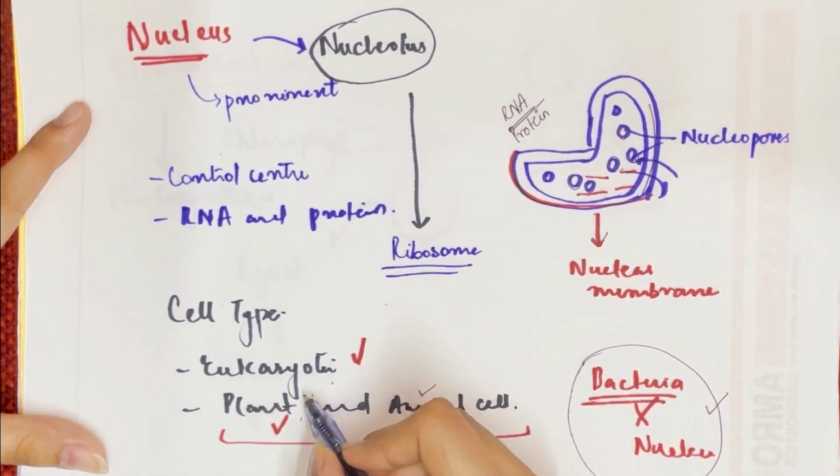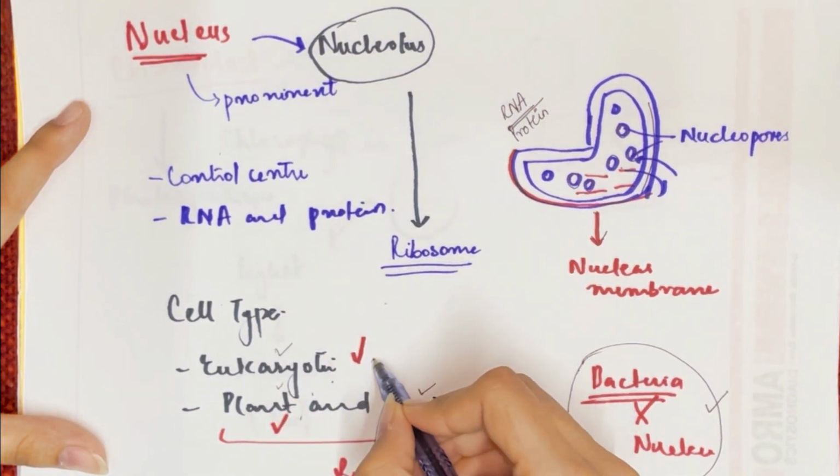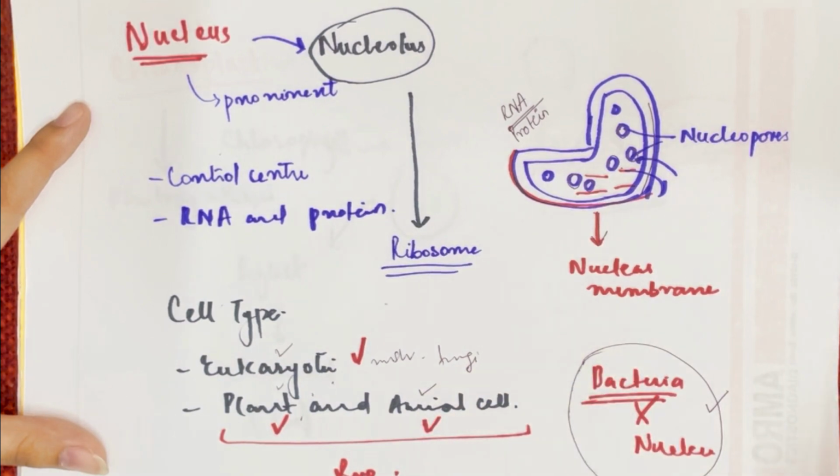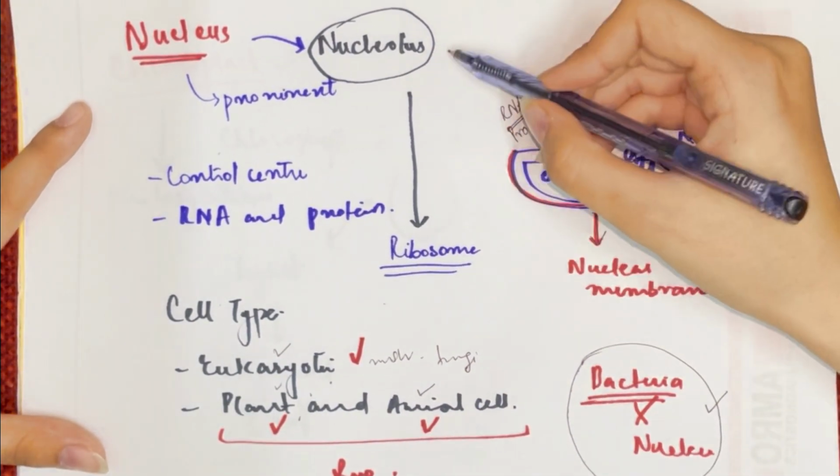That is in the animal cell, plant cell. In the eukaryotes, we have mushrooms, we have the fungi category, we have multiple categories in which the nucleus is involved. All right. What is the function of nucleolus?